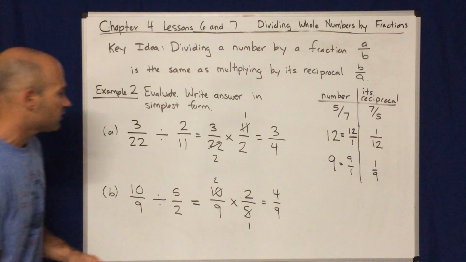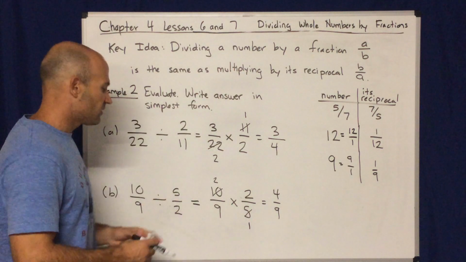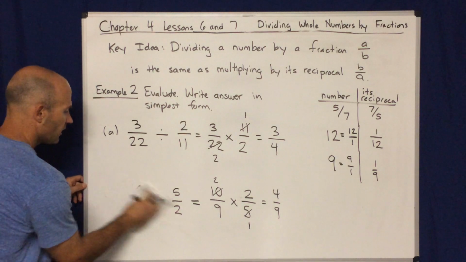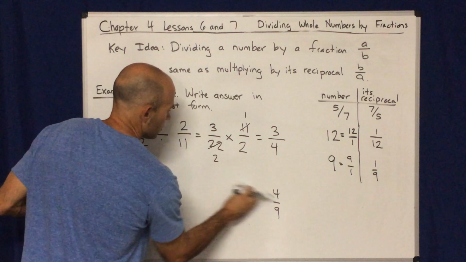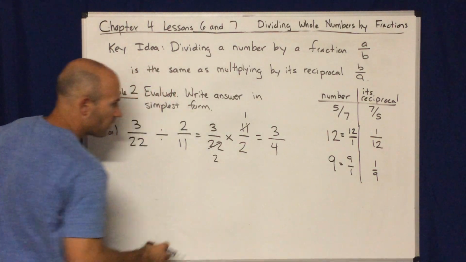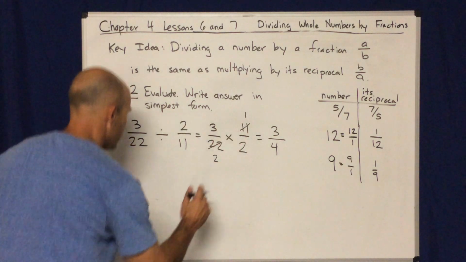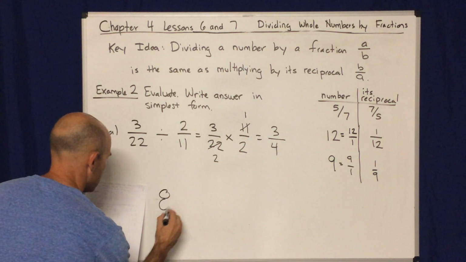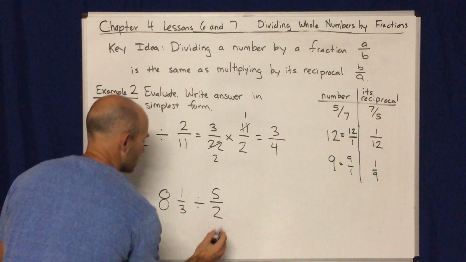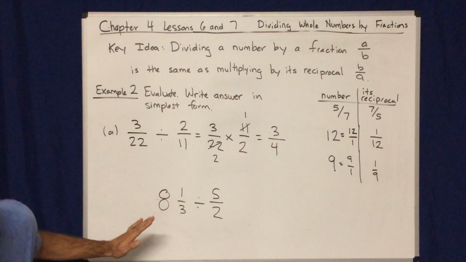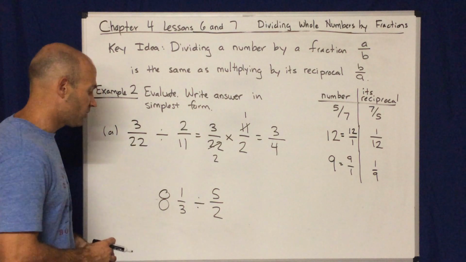Now, just because I do want to kind of lead you into lesson 8, this is just a quick extra example here. This is not in lessons 6 and 7, it's something in lesson 8. But hopefully you've kind of caught the pattern now, or you feel like you might be able to solve some of these problems on your own. So just a quick extra one. 8 and 1/3 divided by 5/2. Once again, this is not in lessons 6 and 7, but because the key idea is the same, I want to just go ahead and present it.